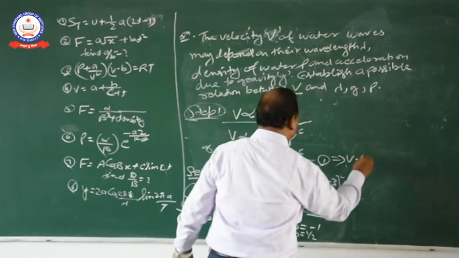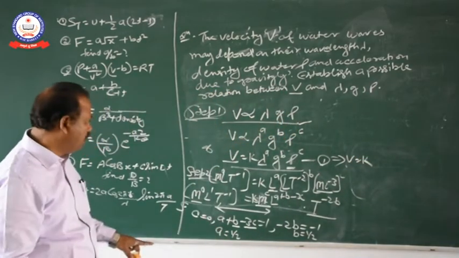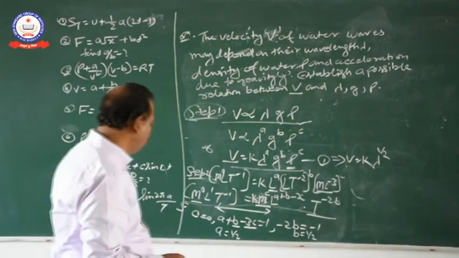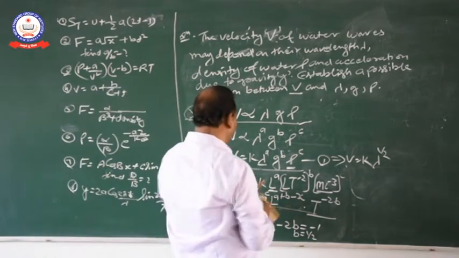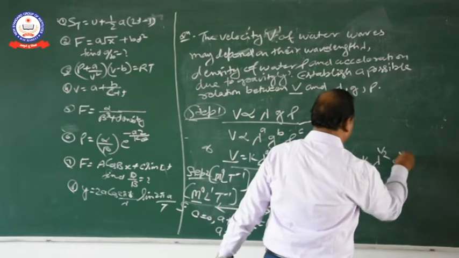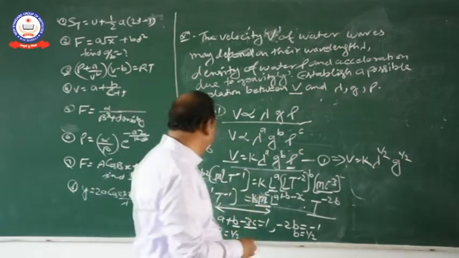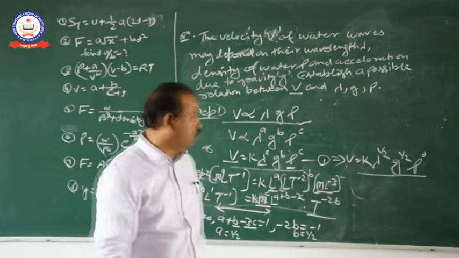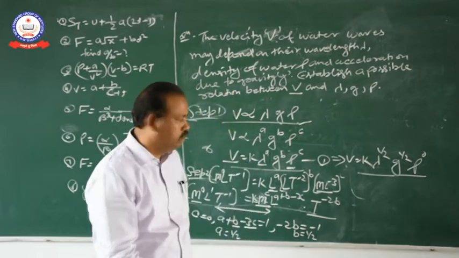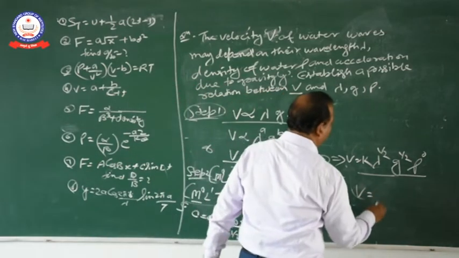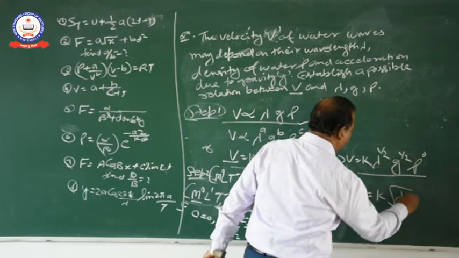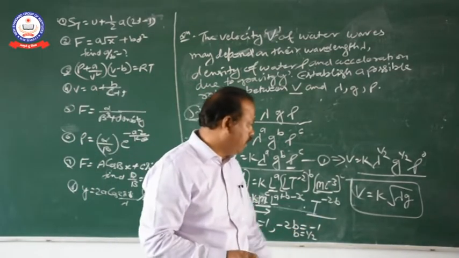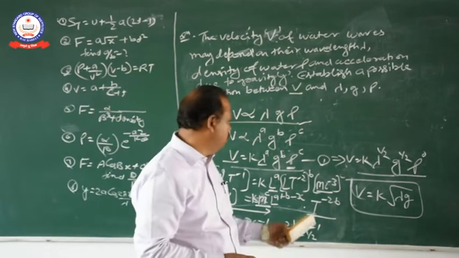V is equal to K lambda raised to power A, lambda 1 by 2, G raised to power B, 1 by 2, and rho raised to power C. Means it does not depend upon rho. It does not depend upon rho. So V is equal to K under root lambda G. Okay, V is equal to K under root lambda G.